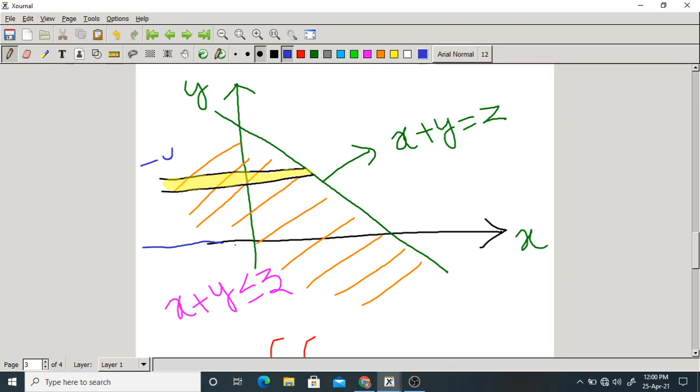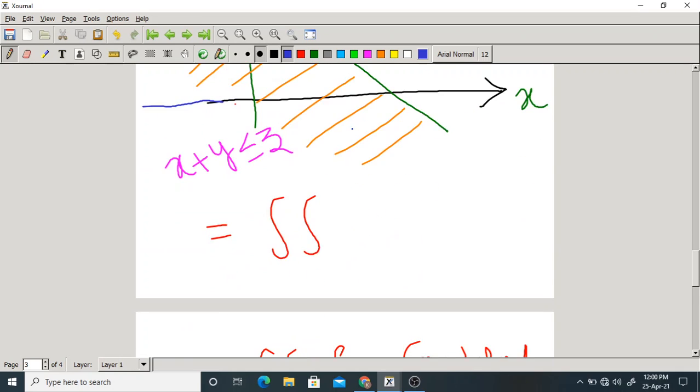Now this is minus infinity. What would this point be? This line is x plus y equal to z. This point would be x equal to z minus y. Now we should integrate over this strip along the x-axis from where to where? Minus infinity to z minus y.